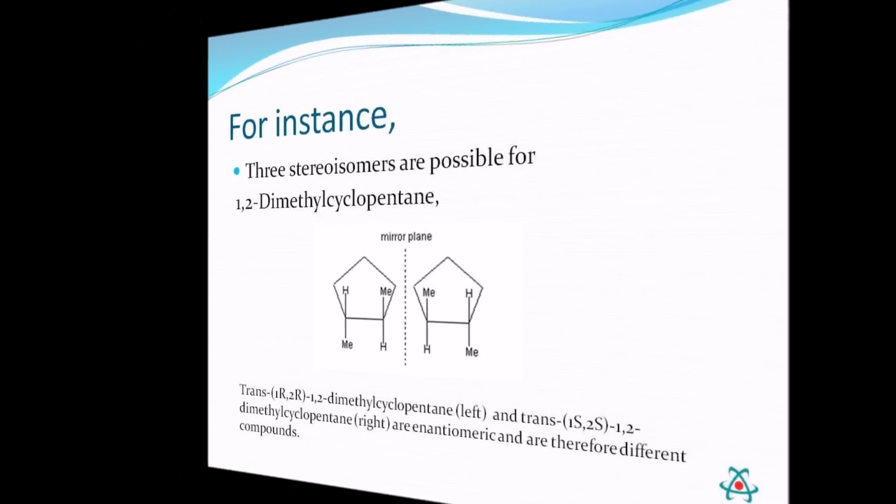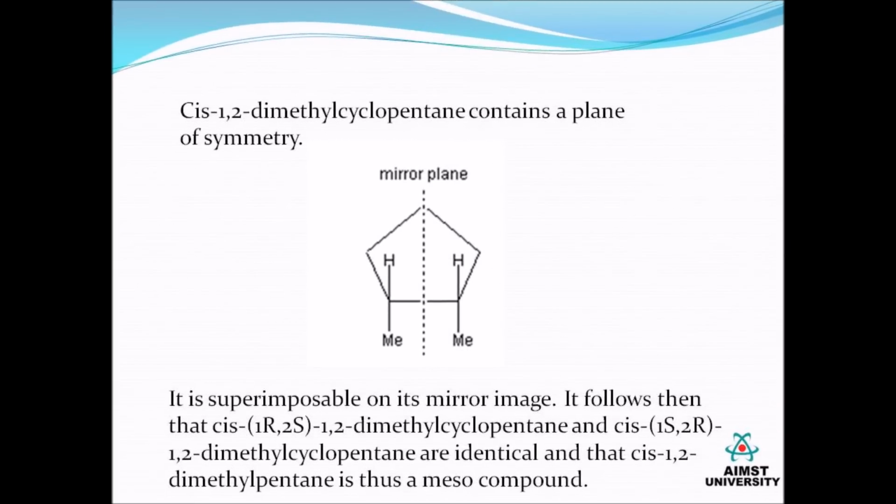Coming to the third structure, cis 1,2-dimethyl cyclopentane contains a plane of symmetry. It is superimposable on its mirror image. It follows then that cis 1R,2S 1,2-dimethyl cyclopentane and cis 1S,2R 1,2-dimethyl cyclopentane are identical, and that cis 1,2-dimethyl cyclopentane is thus a meso compound.